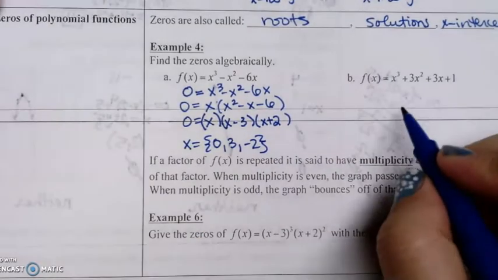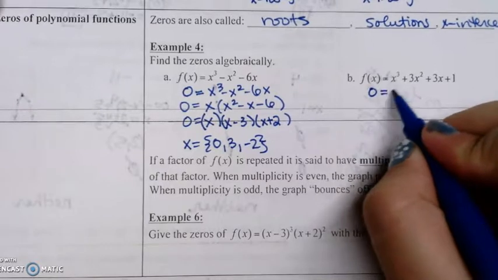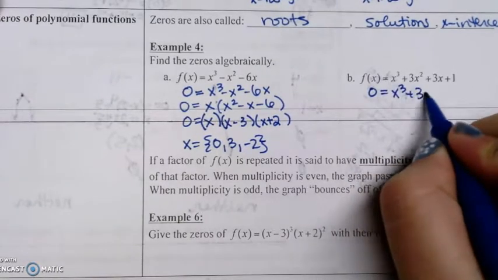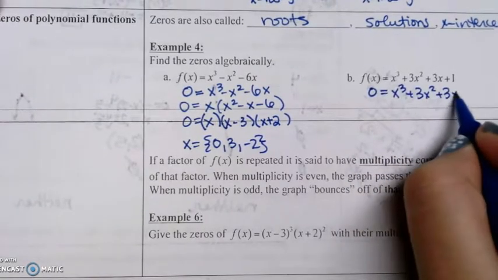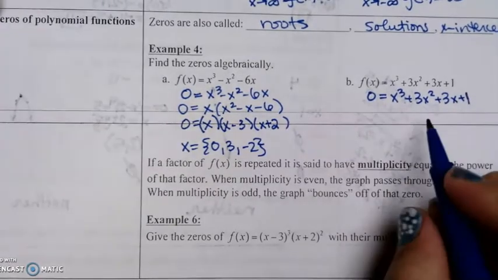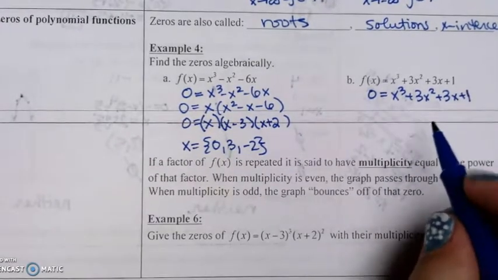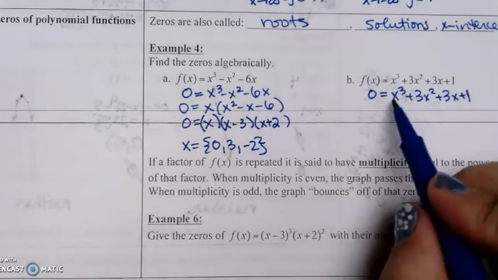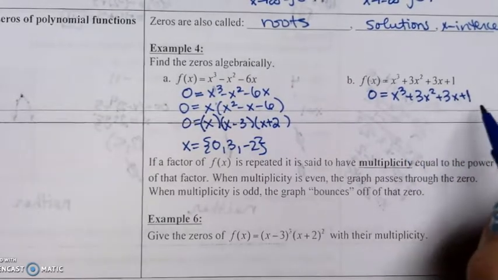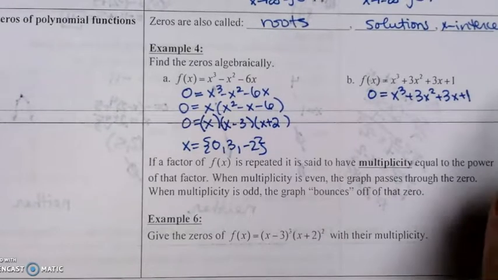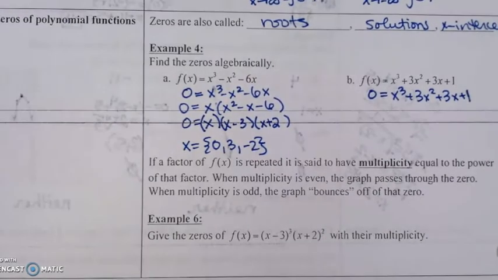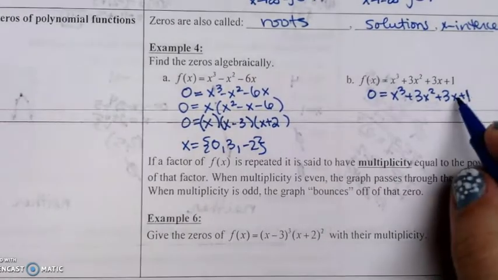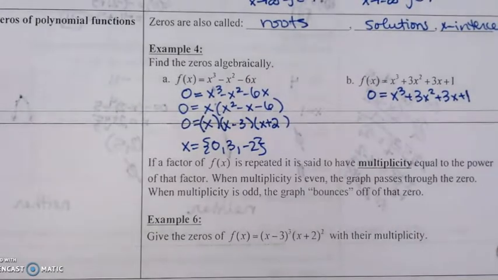In part B, we're doing the same thing. 0 equals x cubed plus 3x squared plus 3x plus 1. But this time we can try factoring by grouping, which notice the coefficients 1, 3, 3, 1. It won't work because my coefficients are not multiples of each other. However, that pattern 1, 3, 3, 1 should sound familiar. It comes from our binomial theorem, remember in chapter 9.